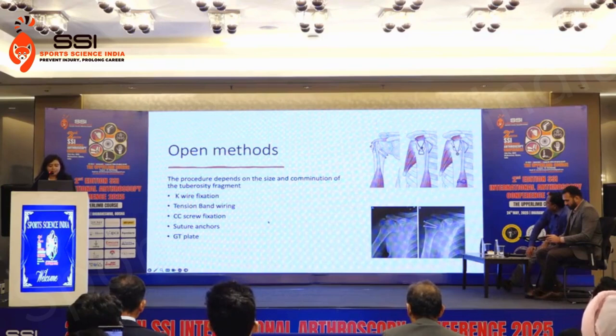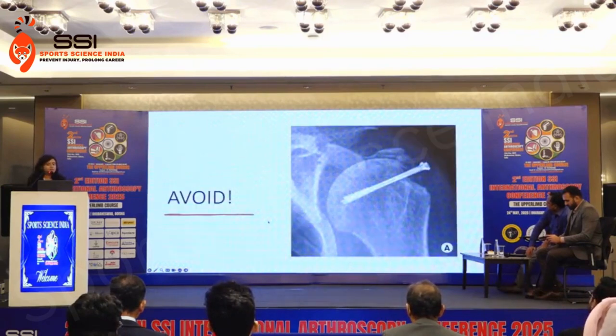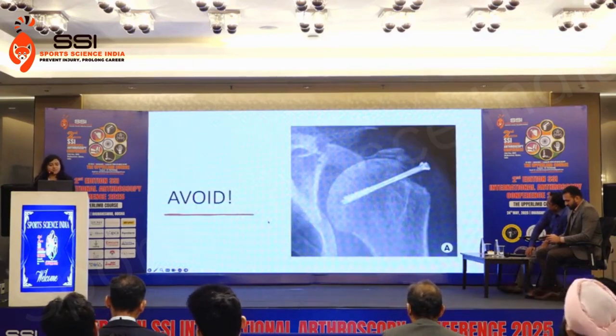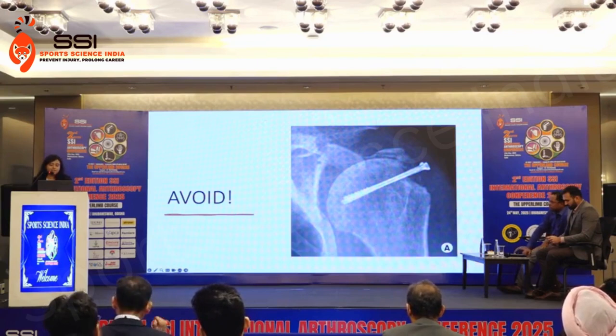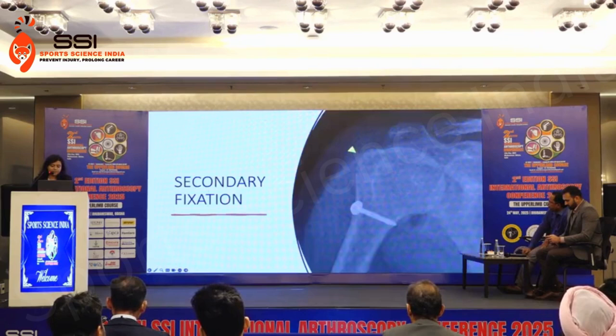Various other methods of open reduction are CC screws, tension band wiring, and we can even use the suture anchor or a GT plate. So in spite of getting an ideal fixation, when you start mobilizing the patient, we often see the patient come back with a failure of implant. So the screw must have cut out and the fragment is again superiorly displaced.